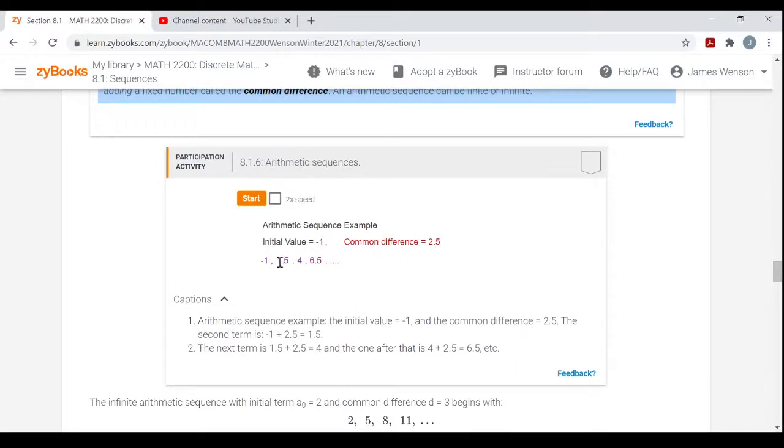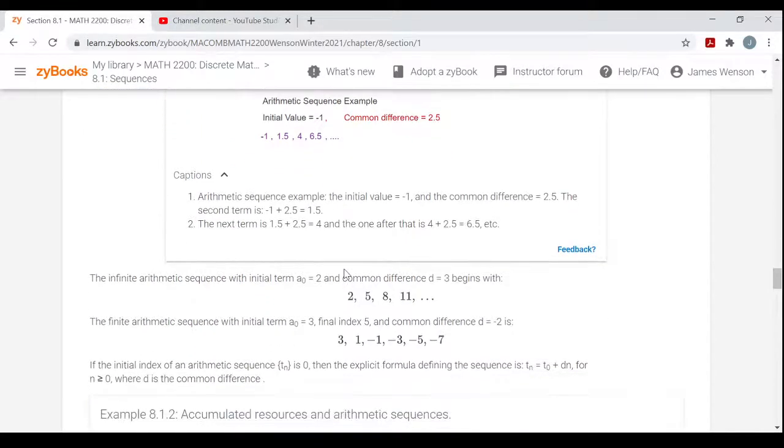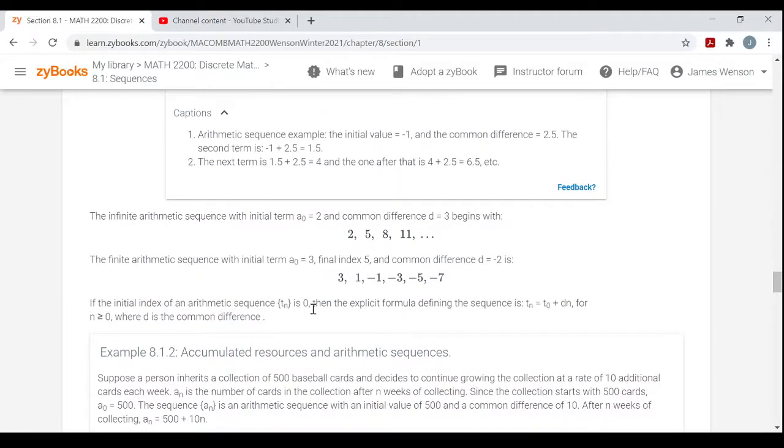So they give an example here, so say this sequence starts at -1, then you got 1.5, then 4, then 6.5. That common difference, which will be labeled by a lowercase d, is 2.5. Just keep adding 2.5 every single time and get the next term in the sequence. Right, and the initial term is called A0. So again, we're going to start a lot of these with an index of 0 and then work from there.